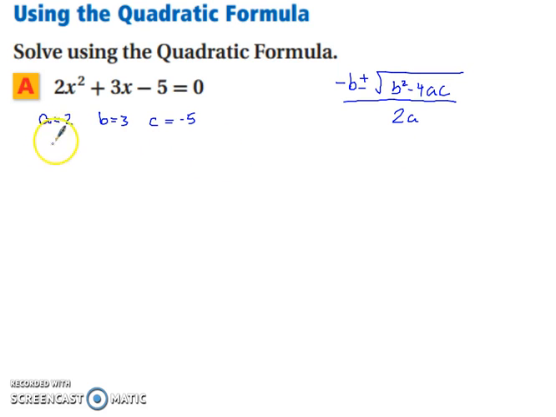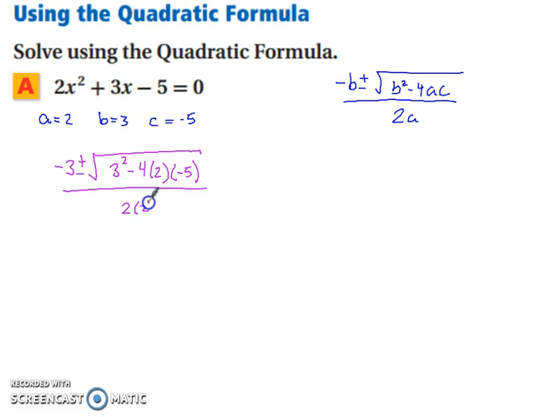So let's start substituting. So we've got the opposite of b, so we end up with negative 3 plus or minus the square root of b squared minus 4 times a times c, all divided by 2a. So now we just go through and start simplifying. Make sure you use order of operations. So we're going to deal with our 3 squared and what's underneath the square root here first.